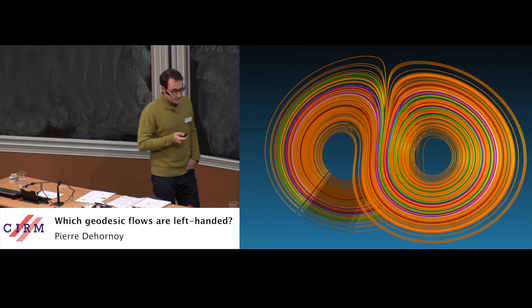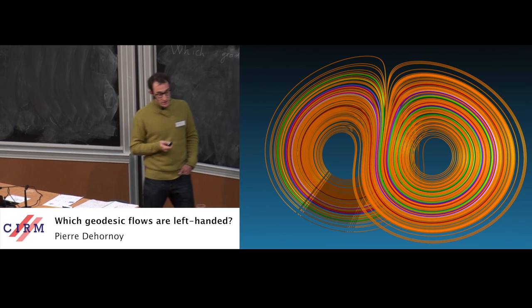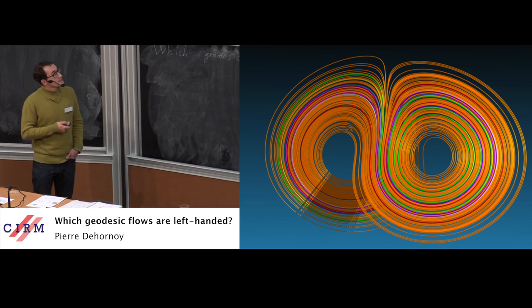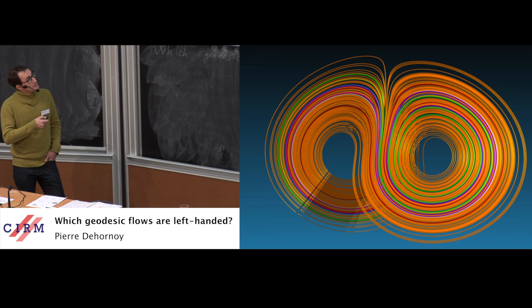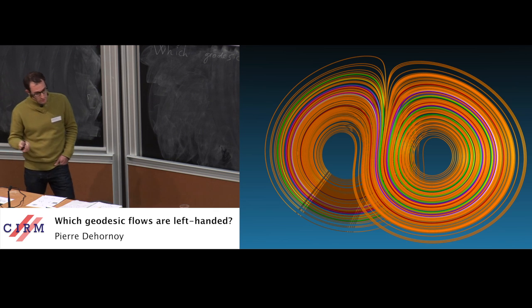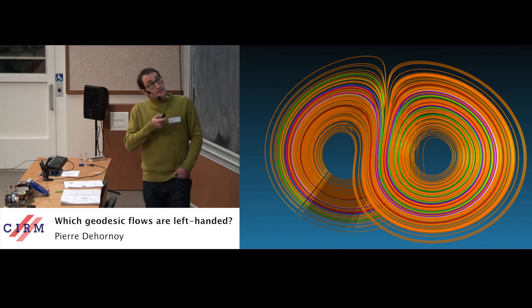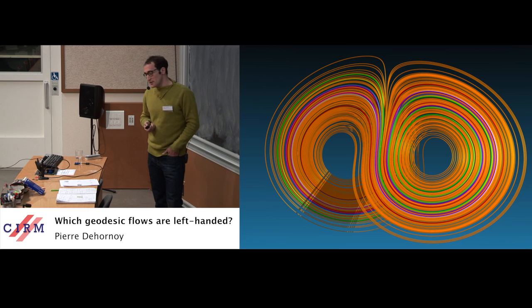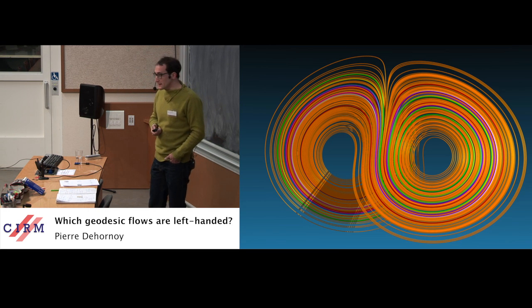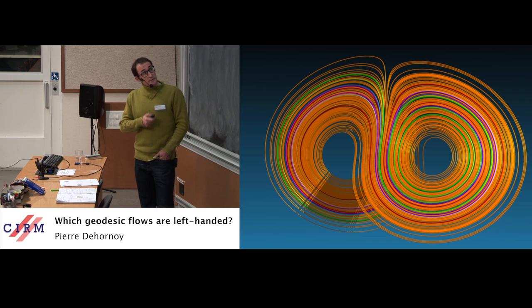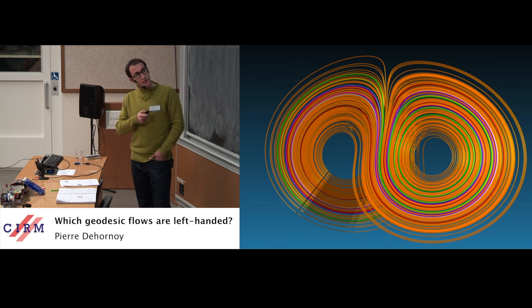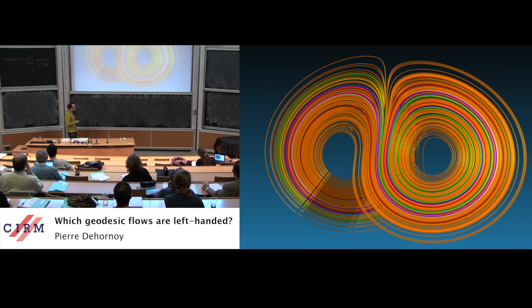So this flow has many periodic orbits, and Ghys started to study the periodic orbits of this flow. Well, actually, he's not the one who started to study them. These studies were initiated by Birman and Williams in the 80s. But what we observe here is that we have many periodic orbits which form many knots in 3-space. And the question is, what can we say about these knots?